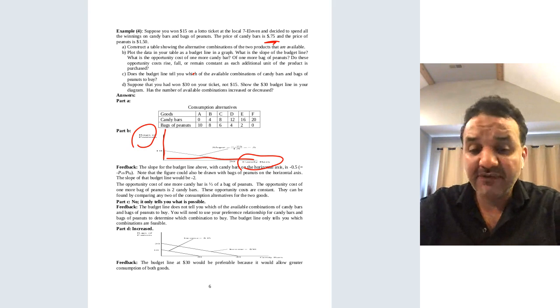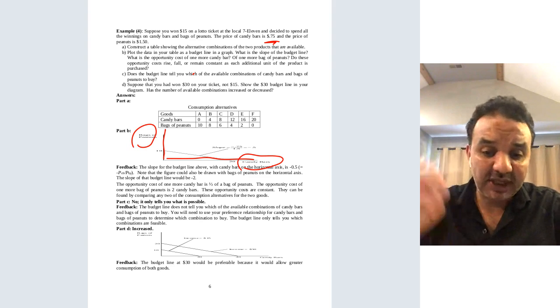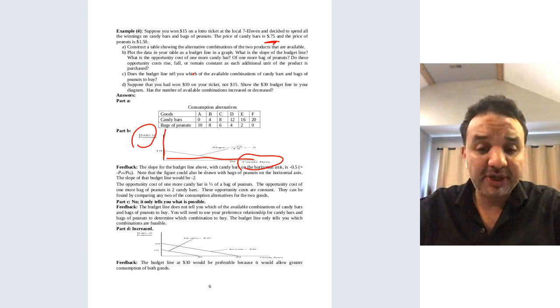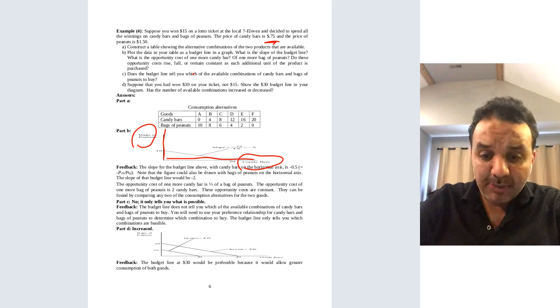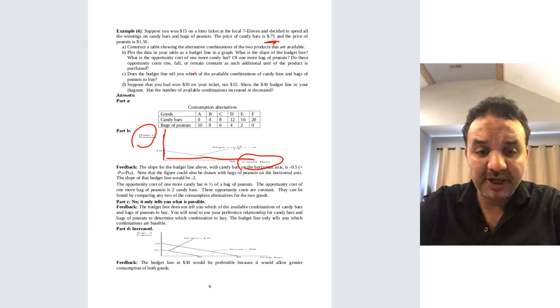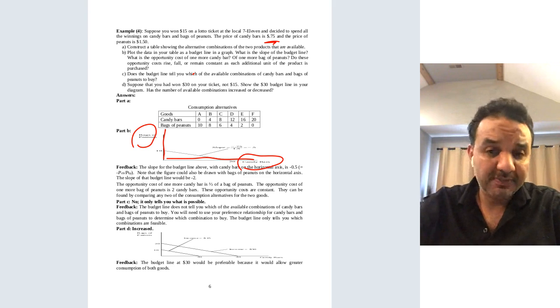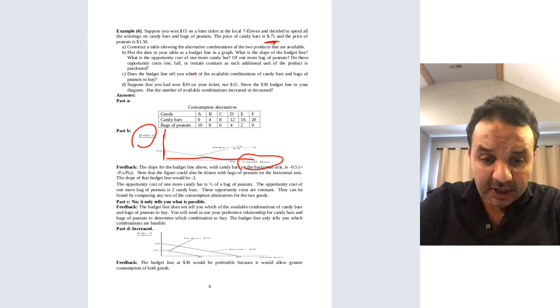It doesn't matter if you flip it, if you put the candy bar on the y-axis or the peanuts on the x-axis. Anyway, I put the candy bar on the x-axis and the peanuts on the y-axis. Now, how can I plot point A? As I said, candy bar is going to be my x-axis and the peanuts is going to be my y-axis.